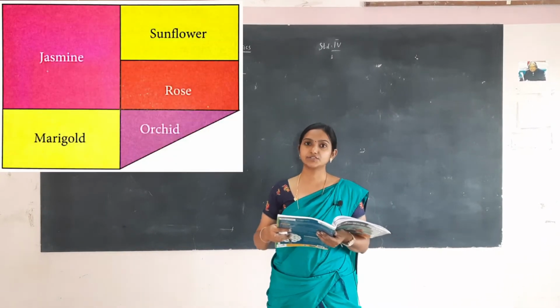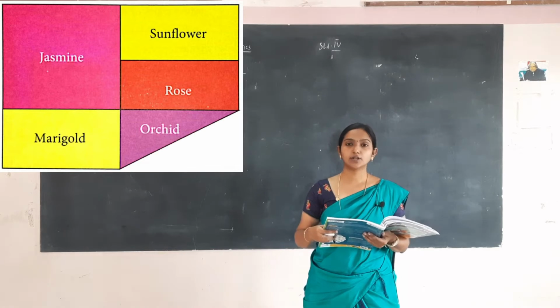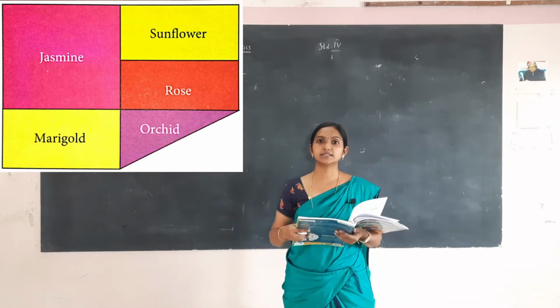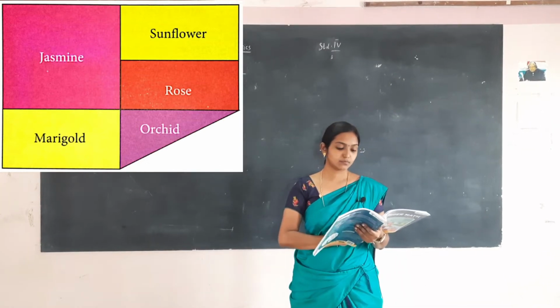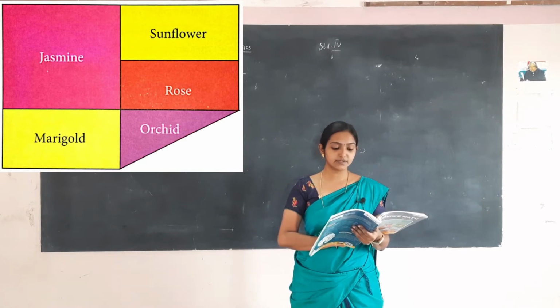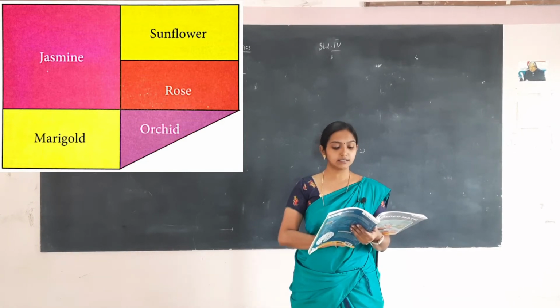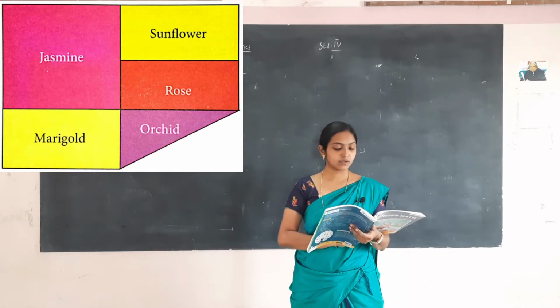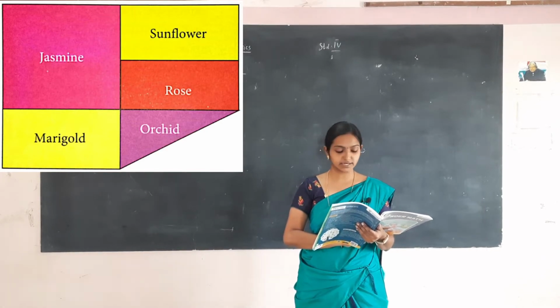Now a picture is visible here. Look at the picture and answer the following questions. How many sides and vertices does the greenhouse have? Count the sides and vertices and write down.